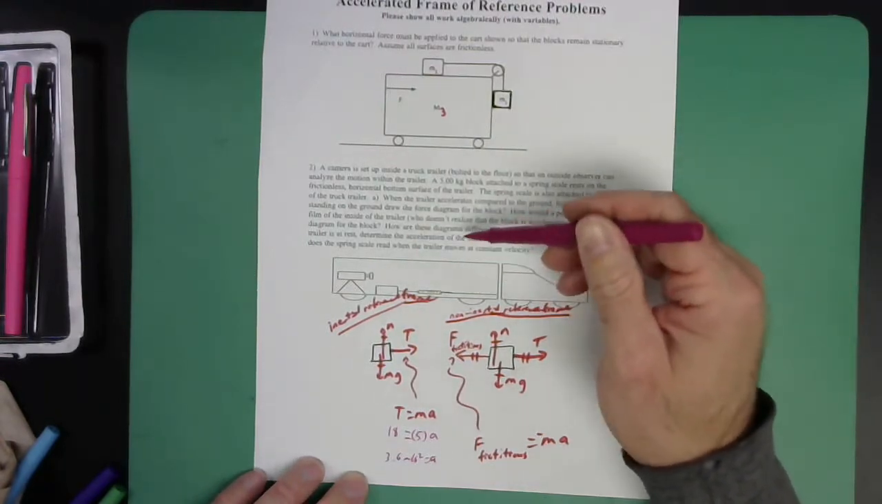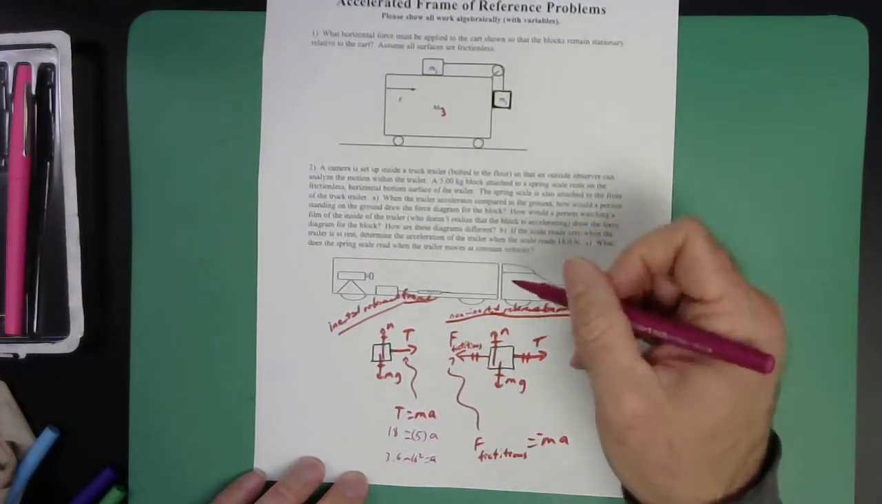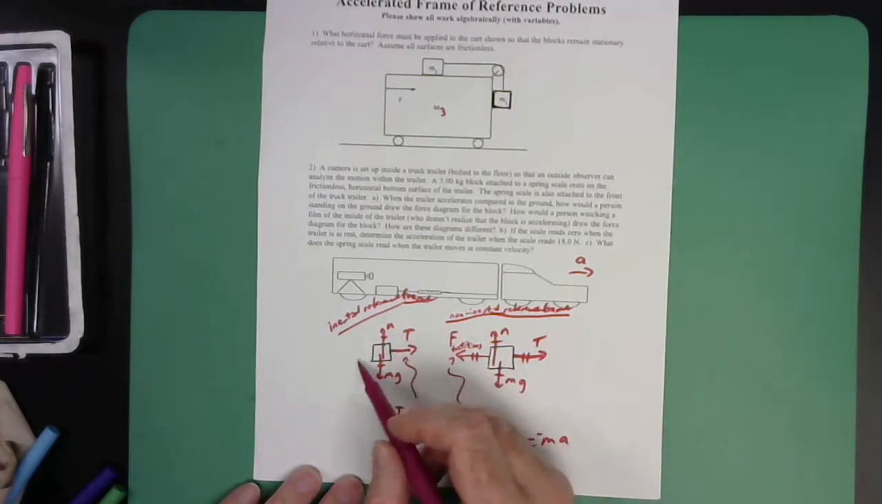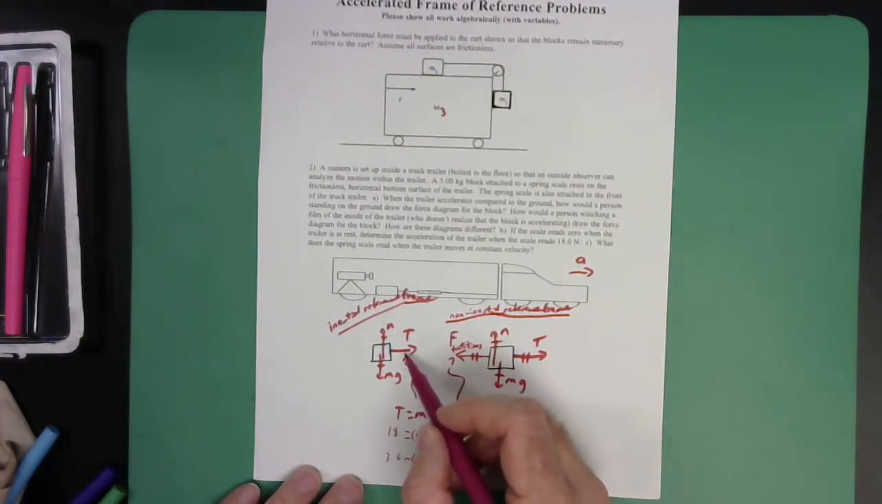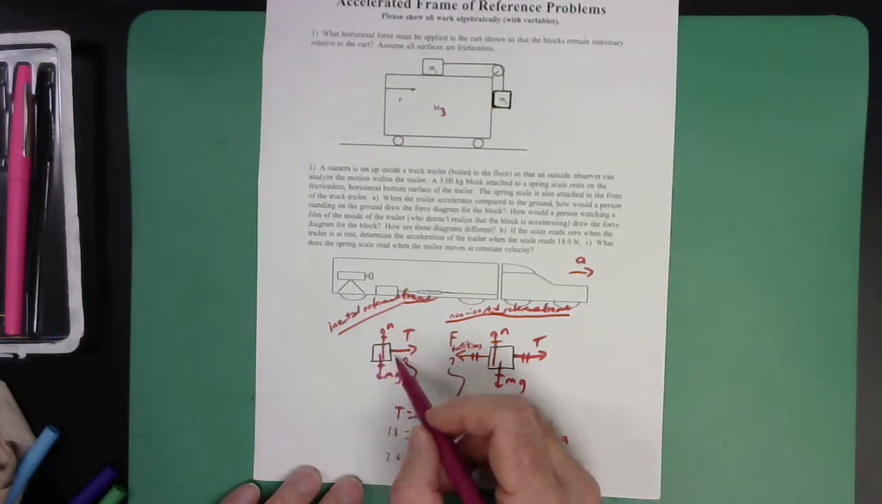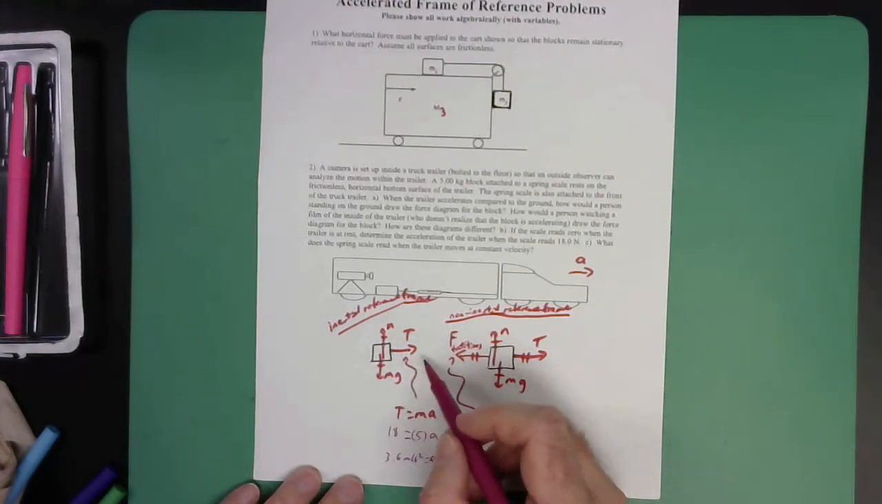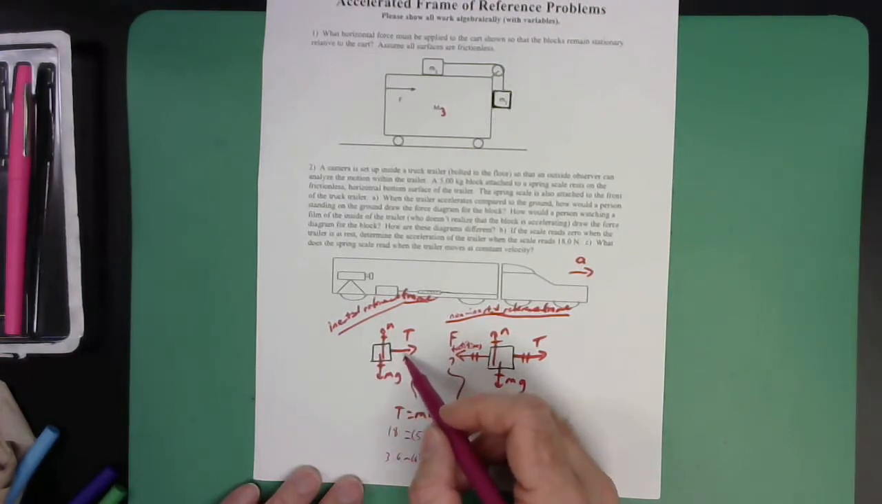What does the spring scale read when the trailer moves at constant speed? Well, if you're moving at constant speed, then in this frame of reference, you say, well, there'd be no tension then, right? Because I need to have a total acceleration of 0 if we're going at constant speed, so I have to have a total force of 0. There'd be no tension necessary.